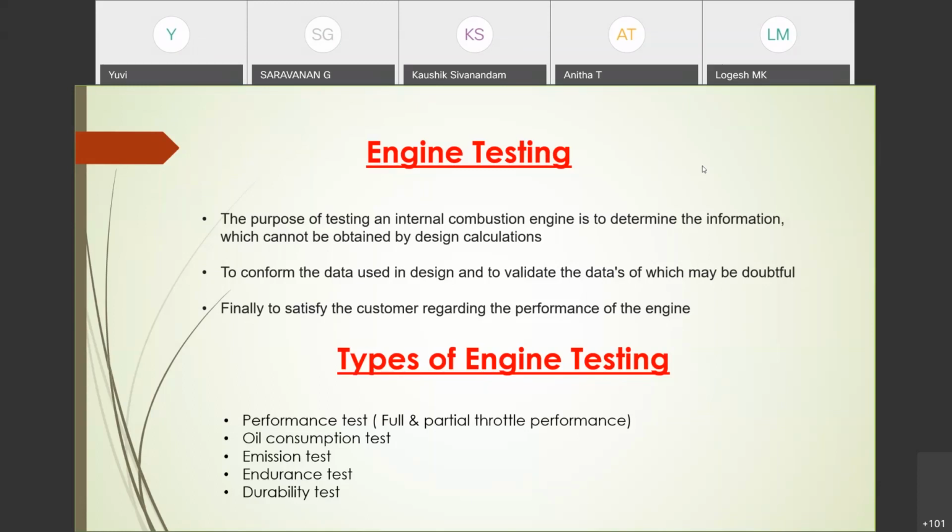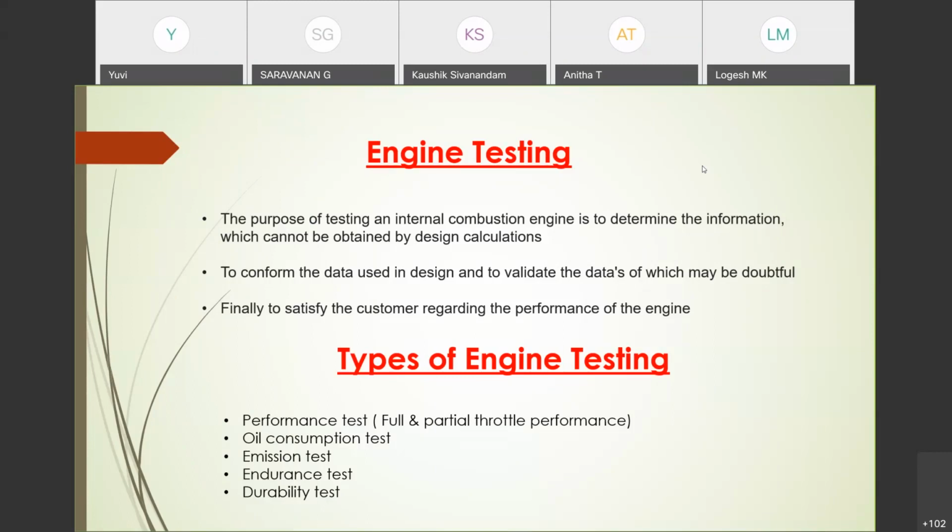So we do have a defined duty cycle to test the engine. This endurance test will be continued for 92 hours continuously to find out how the engine is behaving or how the engine is performing. These tests will be repeated every 100 hours.